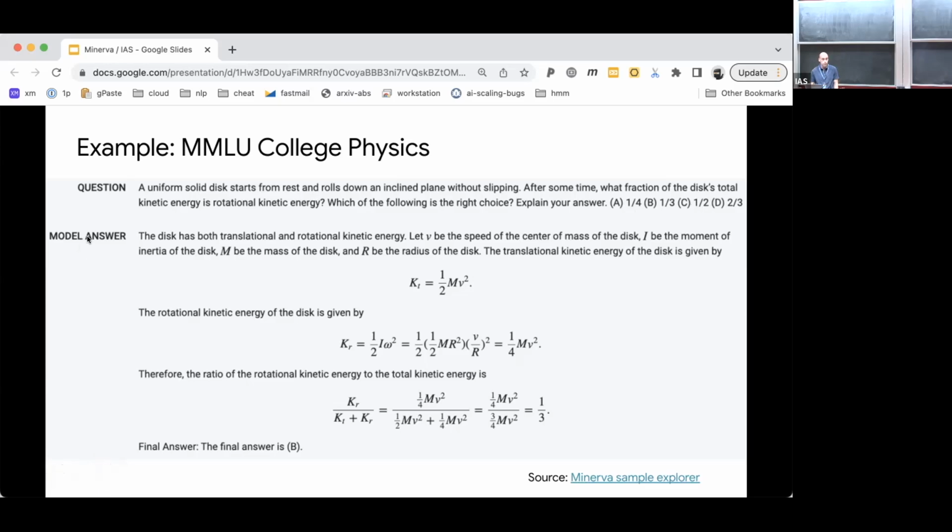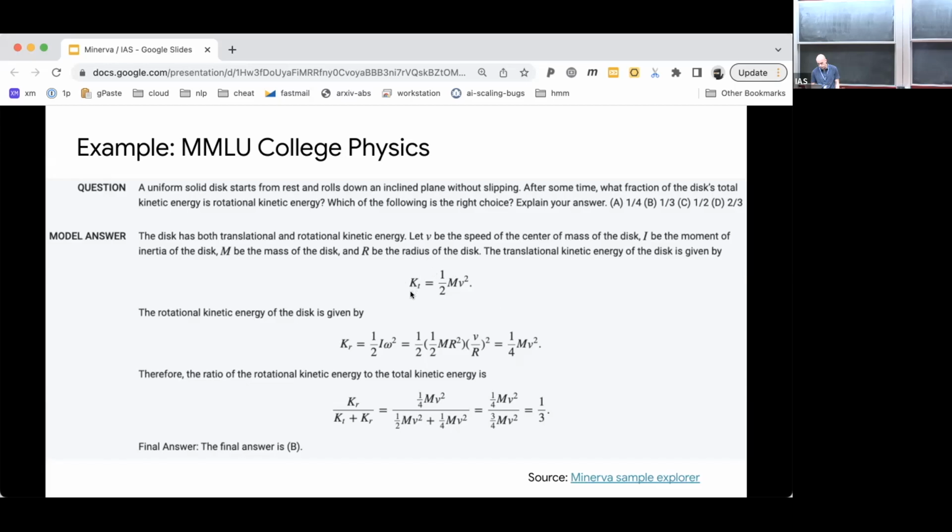And this is the model's answer, after all the bells and whistles go in and we sample an answer from the model. The answer is produced, just like I said before, token by token. We show it the question plus a bit of stuff before, and we just start sampling from it word by word, or token by token, and it produces this answer. It says the disk has both translational and rotational kinetic energy, and then it introduces some symbols: v is the speed, I is the moment of inertia, and so on. It writes down the formula. This is all in LaTeX, and you're seeing the rendered form, but input and output here are all in LaTeX.